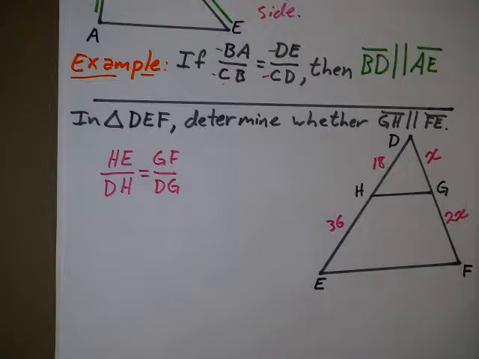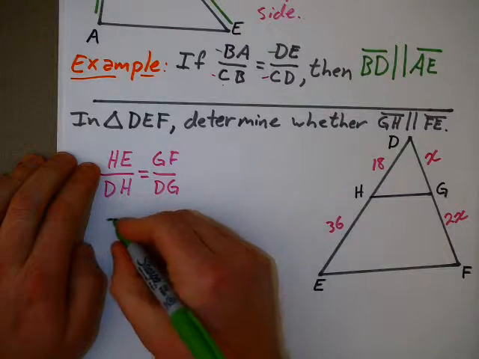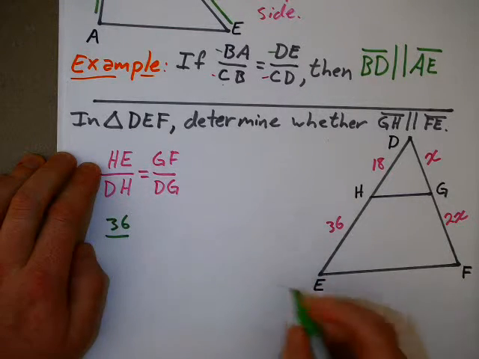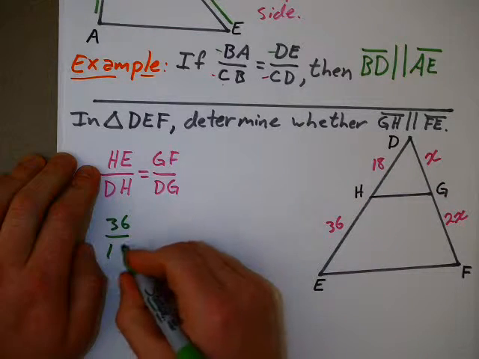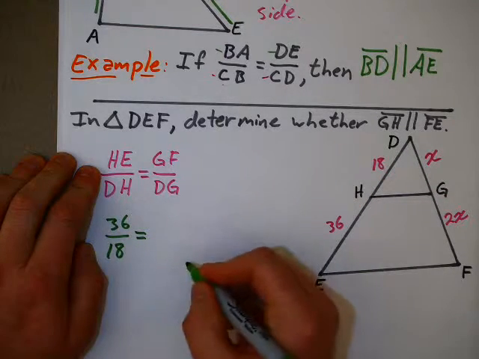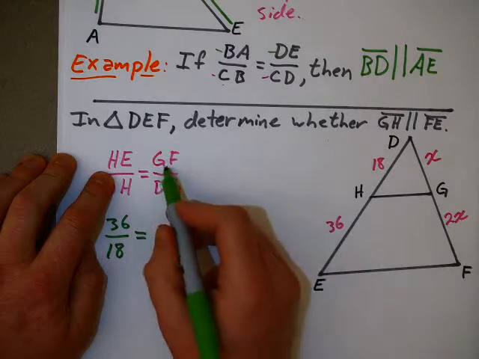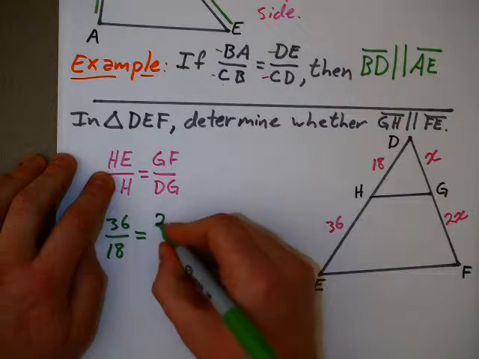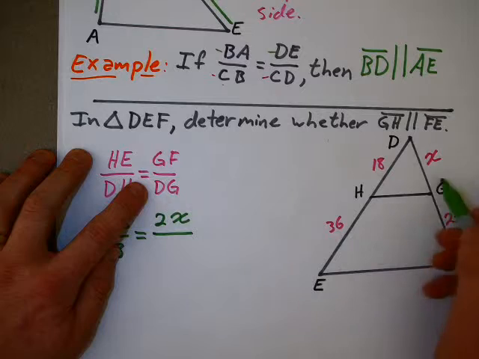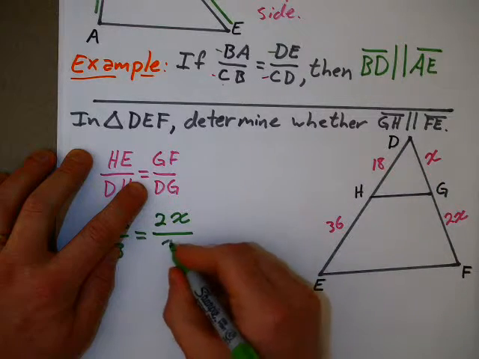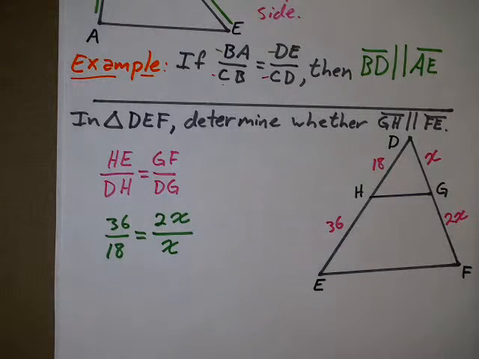So we just have to put in our values. We see that HE is 36, and we see that DH is 18, and we want to see if that corresponds to GF right here, which is 2x, divided by DG, which is just the value x. Now we have a variable in there, but we'll see what happens with that.